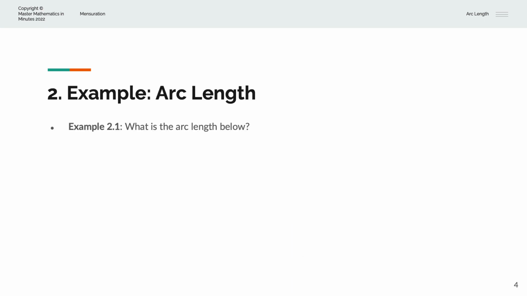In the first example, we're asked to calculate the arc length below. We're given a circle with a radius of 8 centimeters and theta of 125 degrees. And we're asked to calculate the arc length in red.